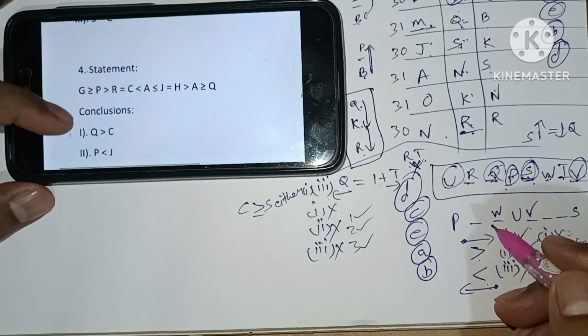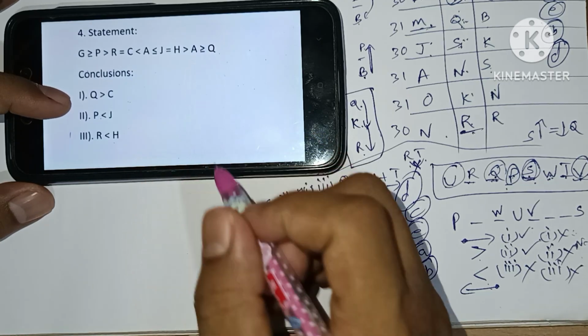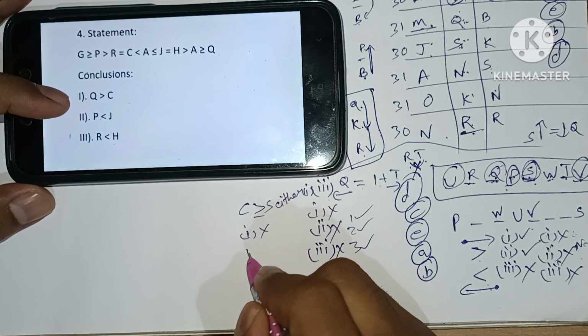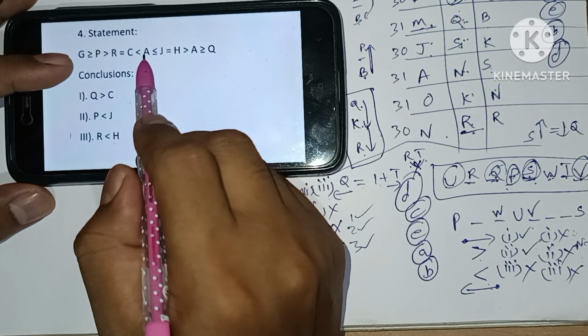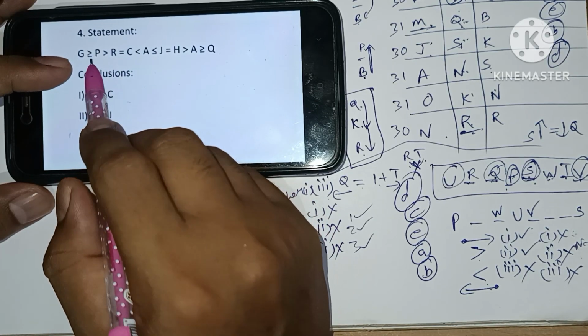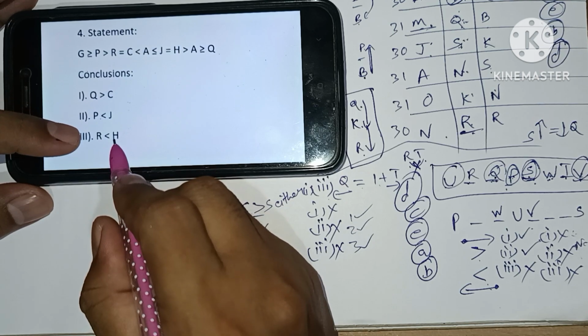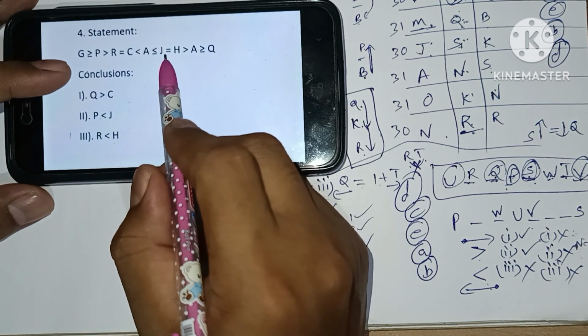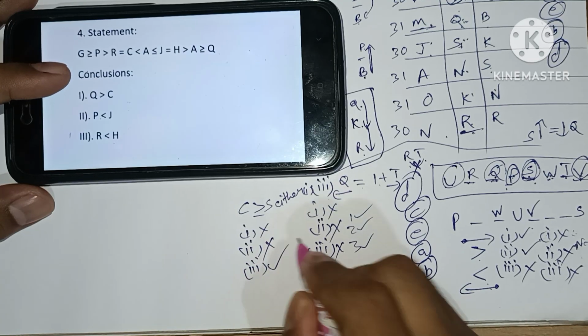Now we are going to see question number 4. The flow from Q to C. From Q there is no flow, so first conclusion will be false. Second conclusion, the flow from J to P. From J we have a flow up to R but cannot reach to P, so second conclusion is also false. The flow from H to R. From H we have a flow up to R. Yes, it is true, so third conclusion is true.